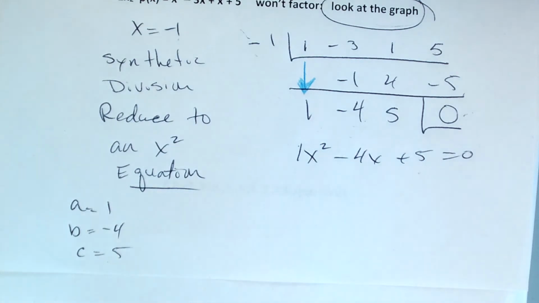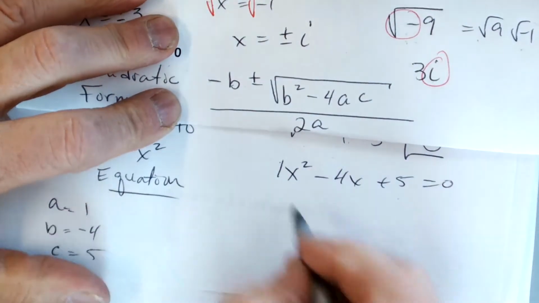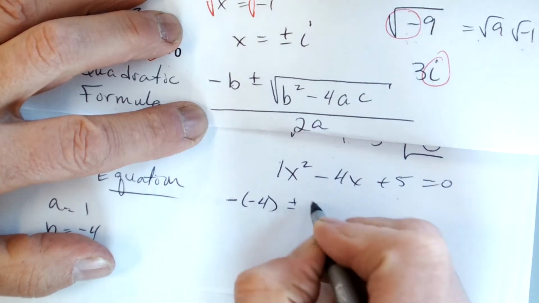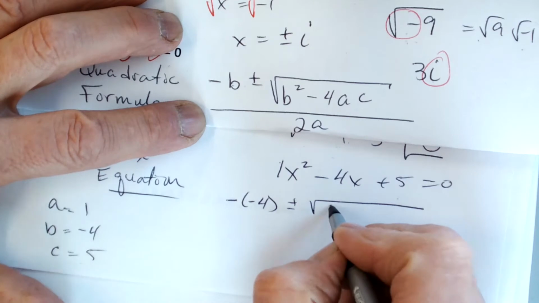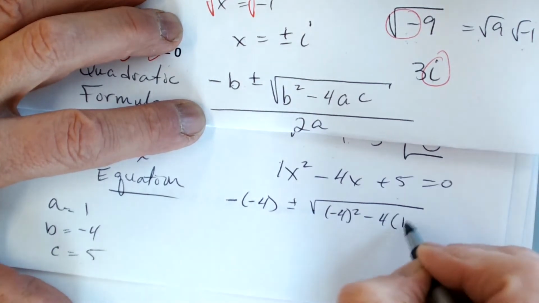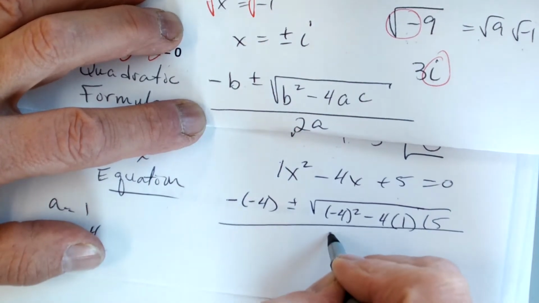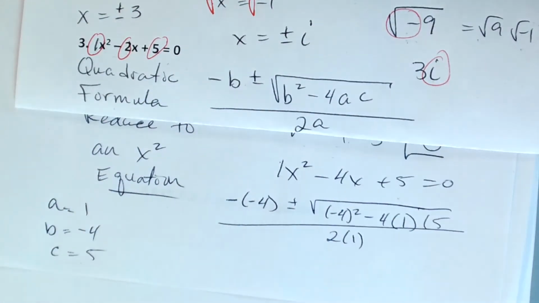Let's see if I can get this in. Slide that right up in there. So you can see my quadratic formula. -b, so I'm going to go -4 plus minus square root of b squared, which is -4 squared minus 4 times a times c, which is 5, all over 2a, which is 2 times 1, okay? So I'm going to get the other 2 zeros, other 2 roots, by using the quadratic formula, okay?